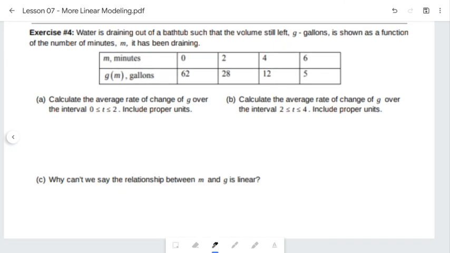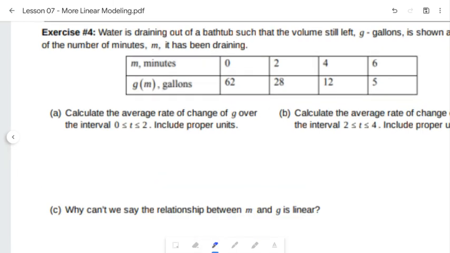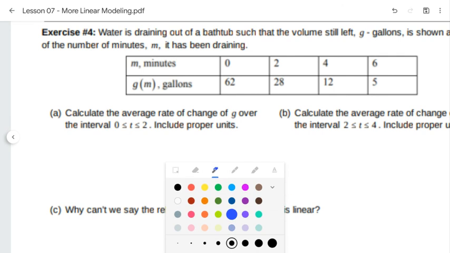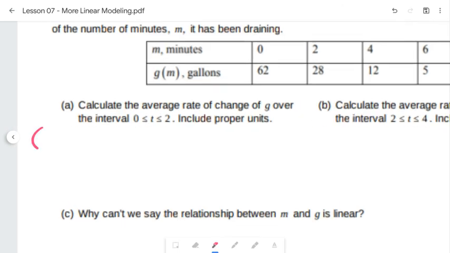Okay, last one. Water is draining out of a bathtub such that the volume still left, G gallons, is shown as a function of the number of minutes, M, it has been draining. Calculate the average rate of change of G over the interval 0 to 2. So in this case, remember your average rate of change, we need two points. The interval represents X, so we'd have 0, and at 0, we'd have 62. And then we stop at 2, where we had 28.